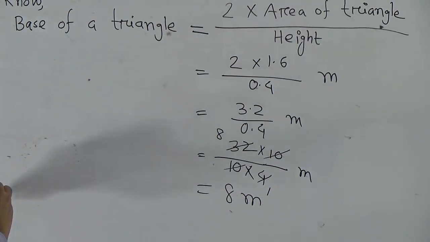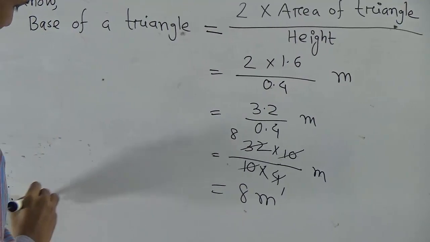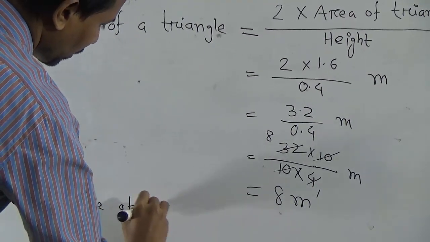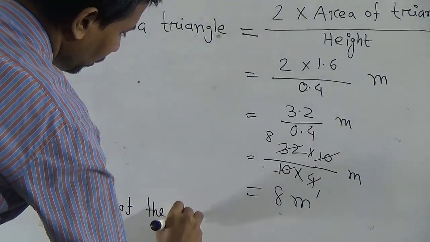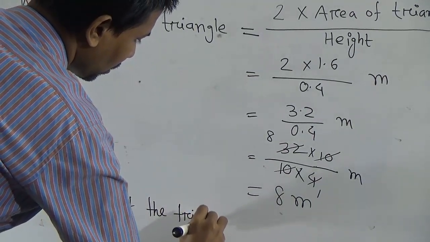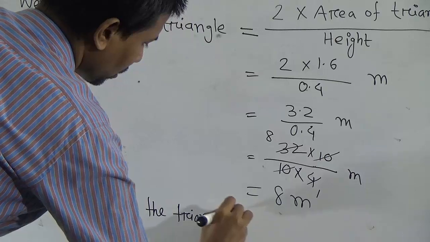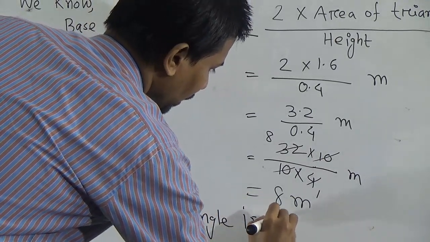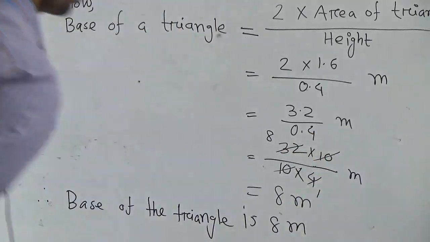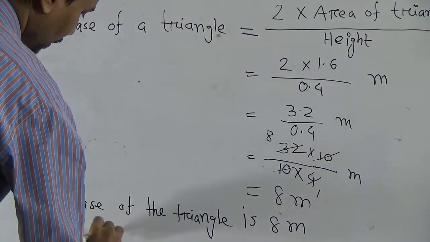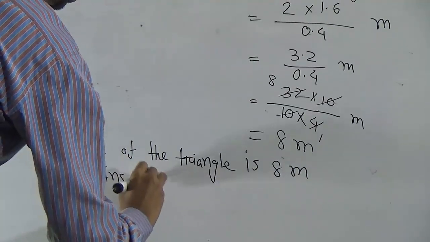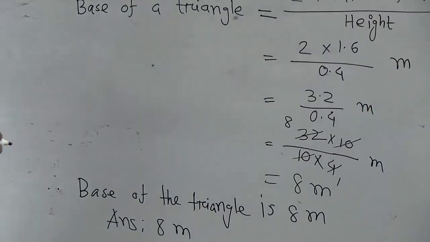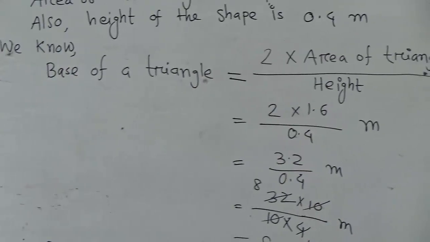Okay, right. Base of the triangle is 8 meter. Okay, answer 8 meter. I hope you understood. Now C number question.